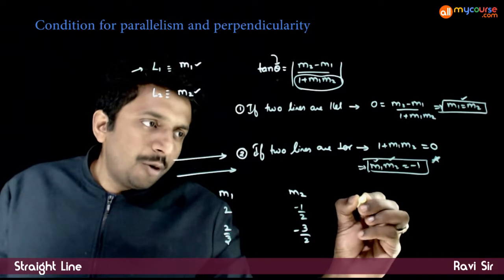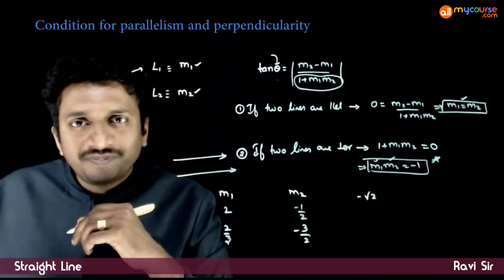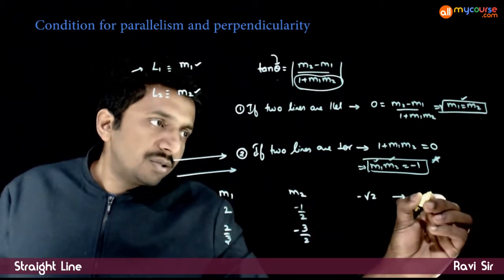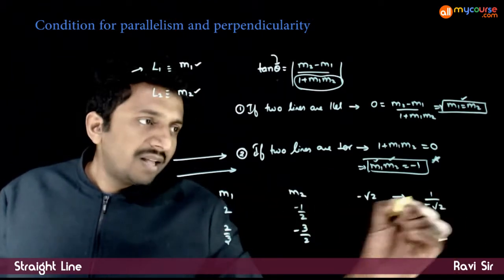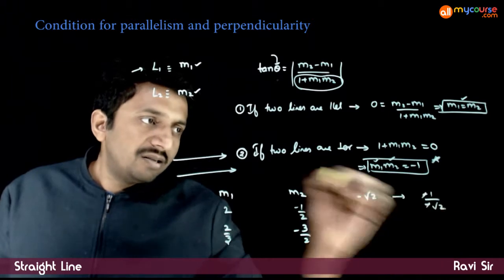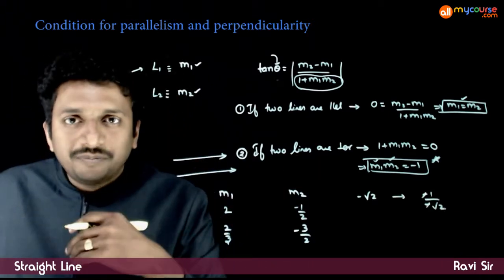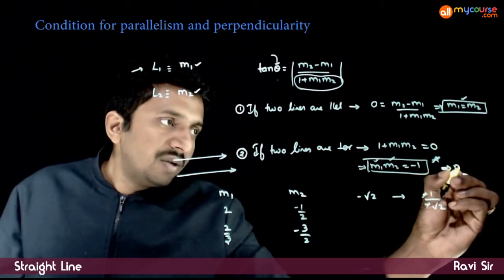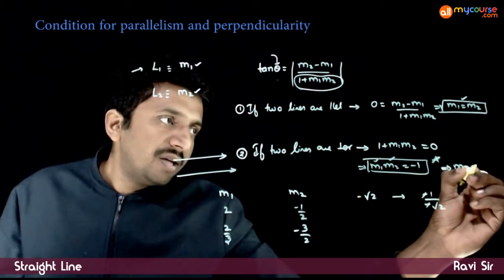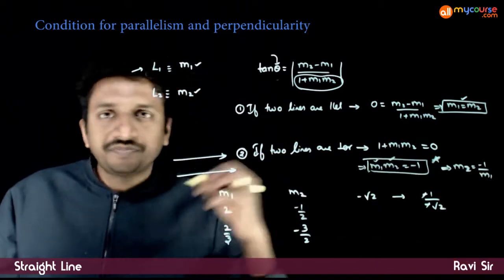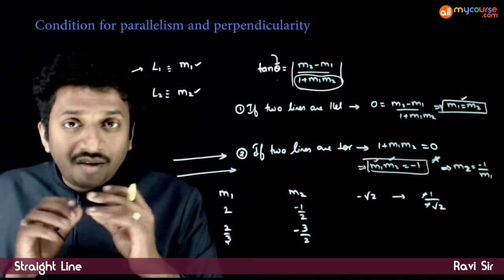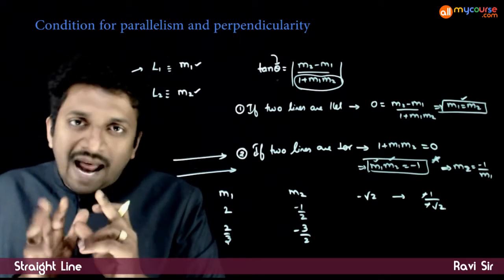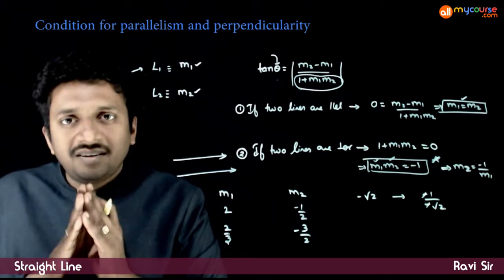If the slope is minus root 2, what is the slope of the line perpendicular to this? First 1 by minus root 2 and you add an extra minus. So the required slope will be plus 1 by root 2. I think this is very clear. So M2 has to be equal to minus 1 by M1. That is, if you want a perpendicular slope, you need to reciprocate the number and add an extra minus sign.